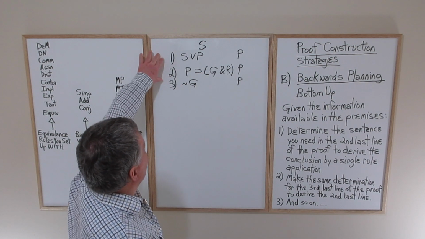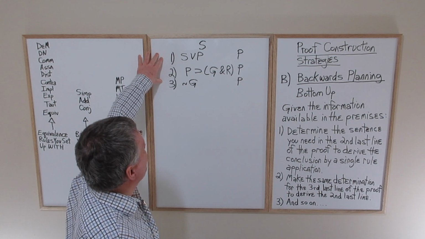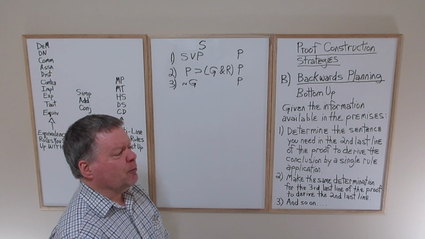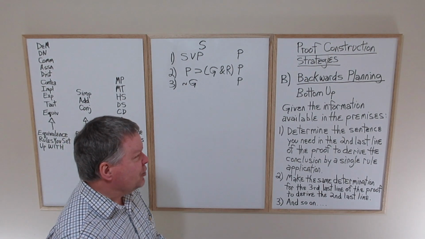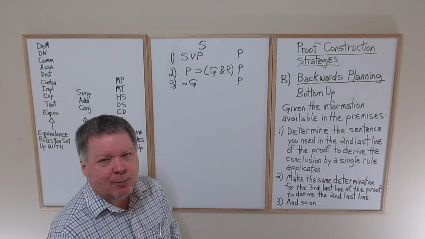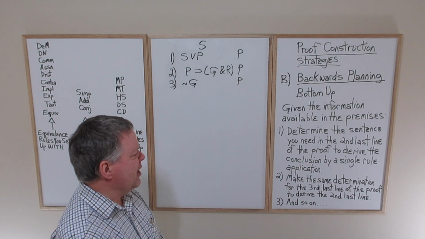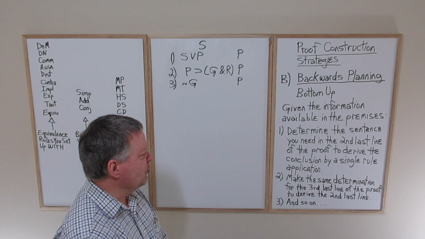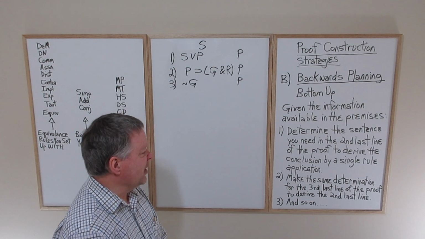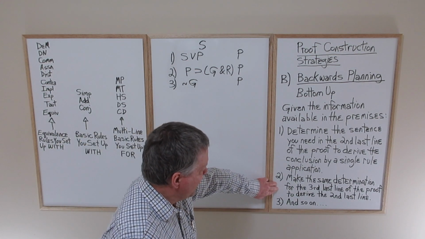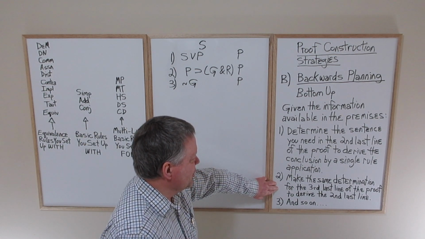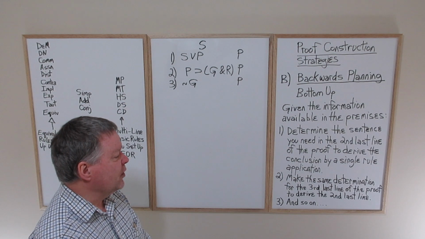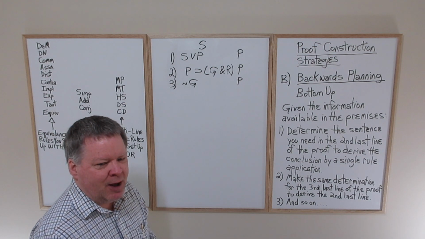In other words, if you're at a little bit of a loss as to how to start the proof, often it's much clearer how the proof is going to end, and you can figure out the sequence of the steps in a backwards, bottom-up manner. So once you've determined the sentence you need in the second last line of the proof, in order to derive the conclusion by a single rule application, then you just make the same determination for the third last line of the proof. What do you need in the third last line of the proof to derive the second last line? And so on.